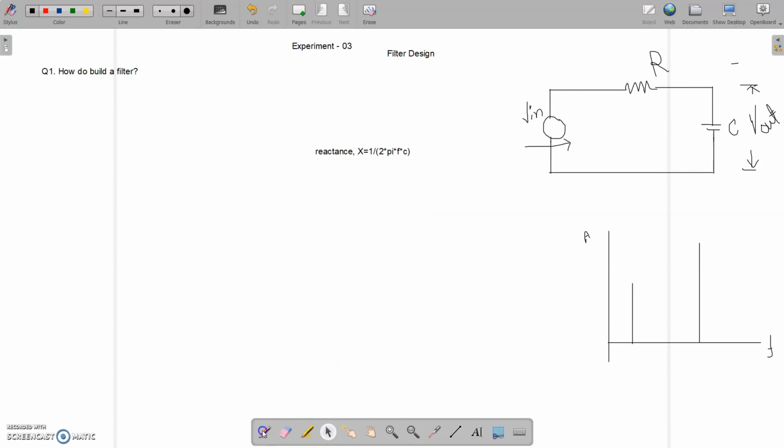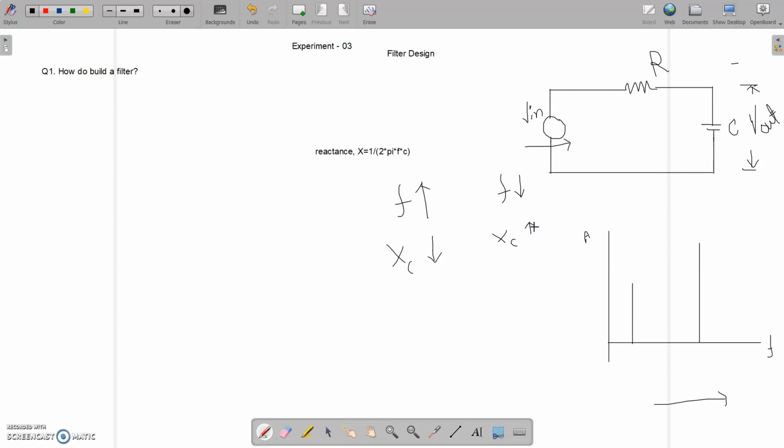So what does it actually mean? When I have a frequency, if the frequency is getting higher, that means the Xc, that is the reactance, will get lower, because it is inversely proportional. So if the frequency increases, the reactance decreases. Oppositely, if the frequency decreases, the reactance increases.